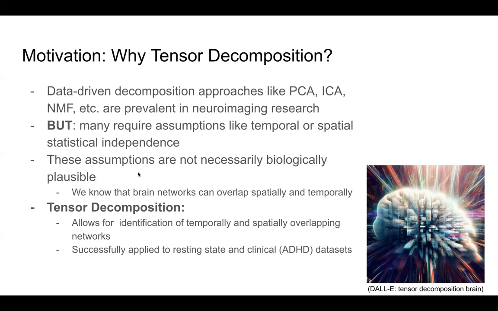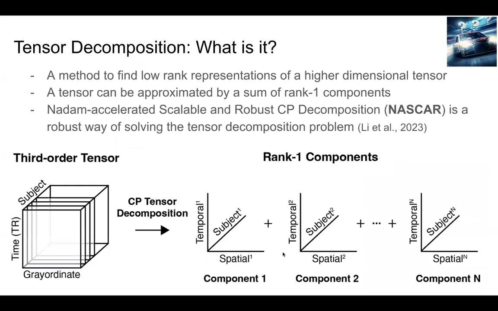For example, if you're watching a movie, you're getting streams of auditory stimulation, all these visual features coming in, and you're thinking about the plot and the characters. The different parts of your brain are all dealing with this somehow, and it's very overlapping. So this is where tensor decomposition comes in. Tensor decomposition allows for the identification of temporally and spatially overlapping networks. It's been successfully applied to fMRI data in resting state and in some clinical datasets, namely ADHD. So now you might be wondering, what exactly is tensor decomposition?